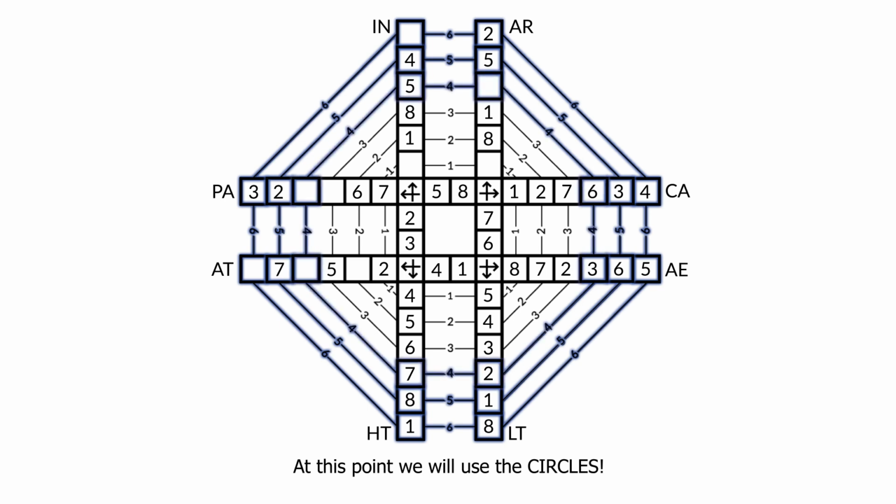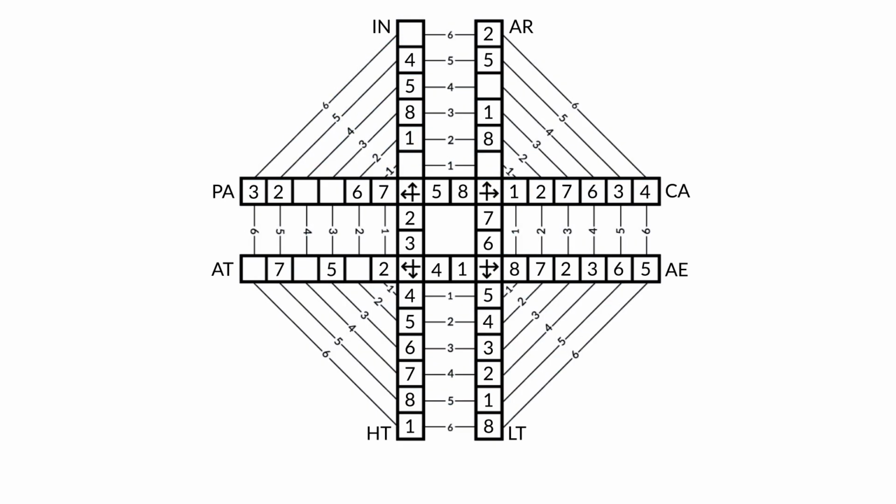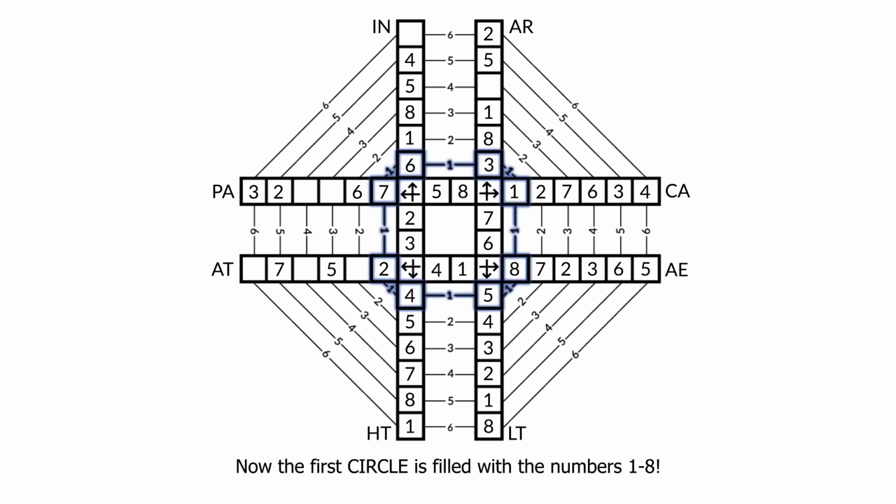At this point we'll use the circles. In the first circle we have 1, 2, 4, 5, 7 and 8. We need to find 3 and 6. Since number 3 is already in the Indian line and number 6 is in the Arctic line, we will put number 6 in this square and number 3 in the other square. Now, the first circle is filled with the numbers 1 to 8.